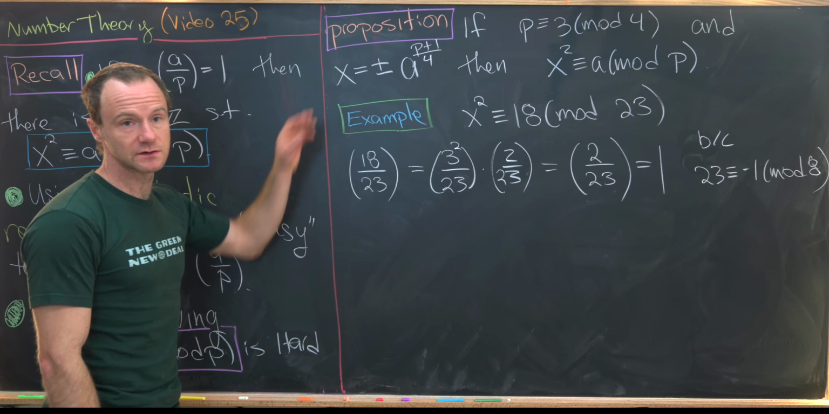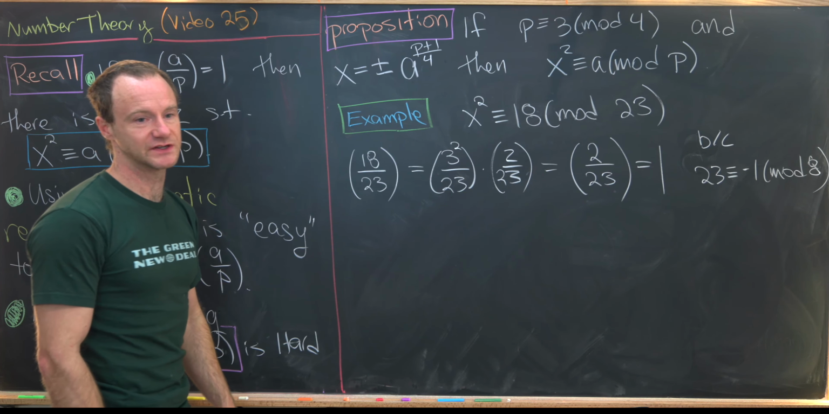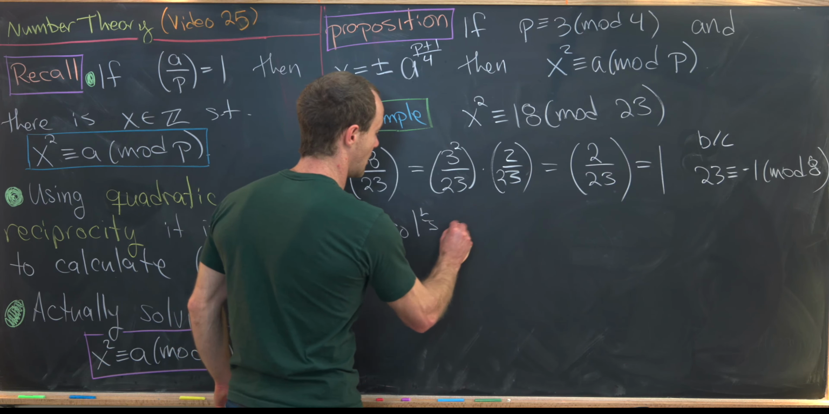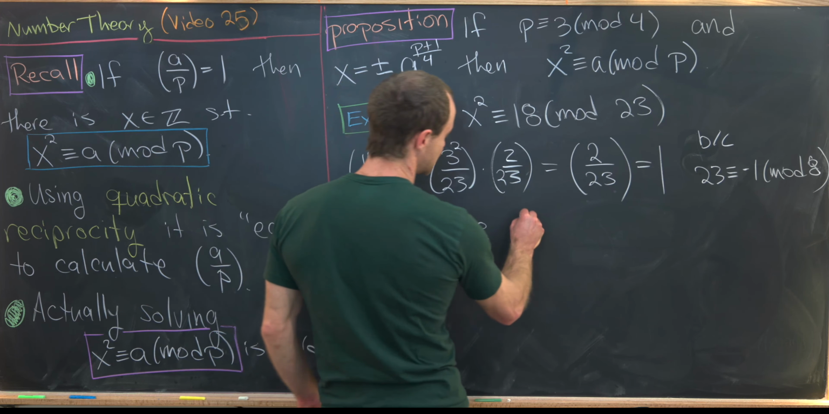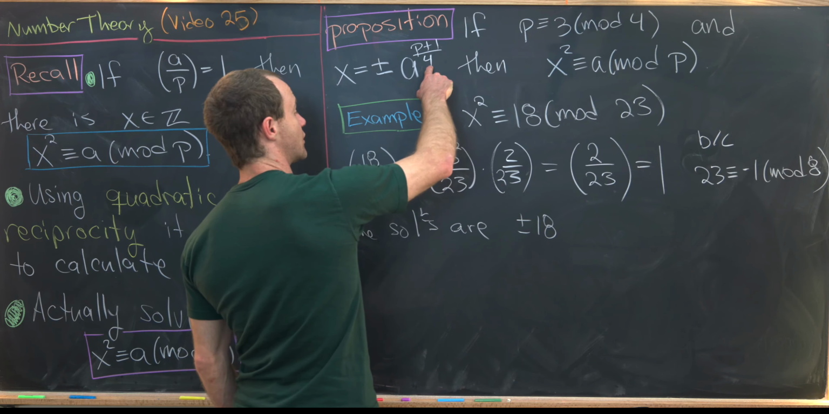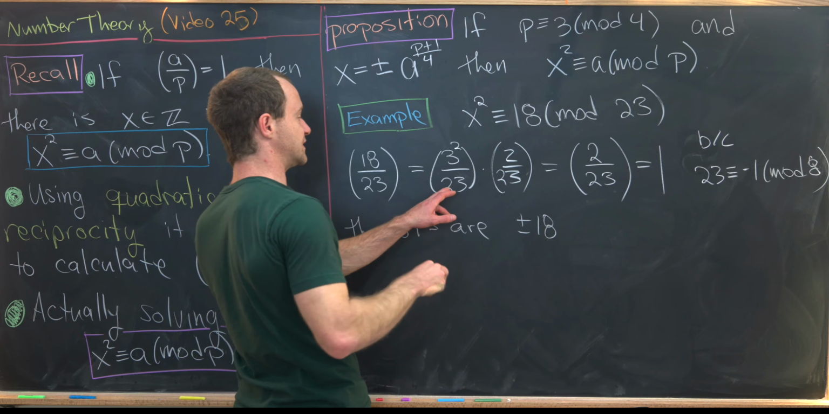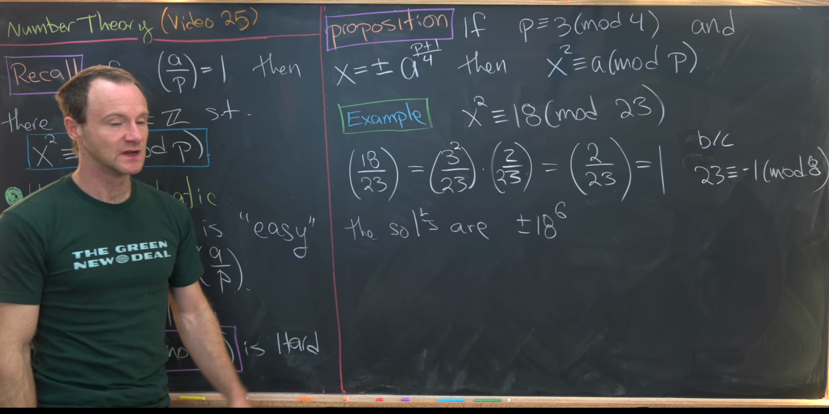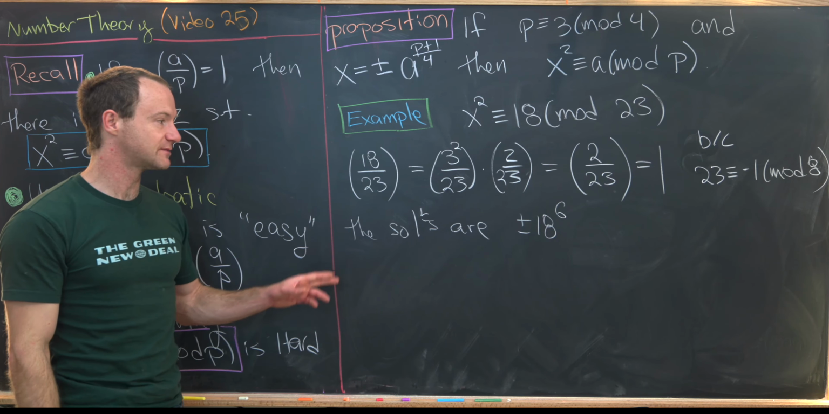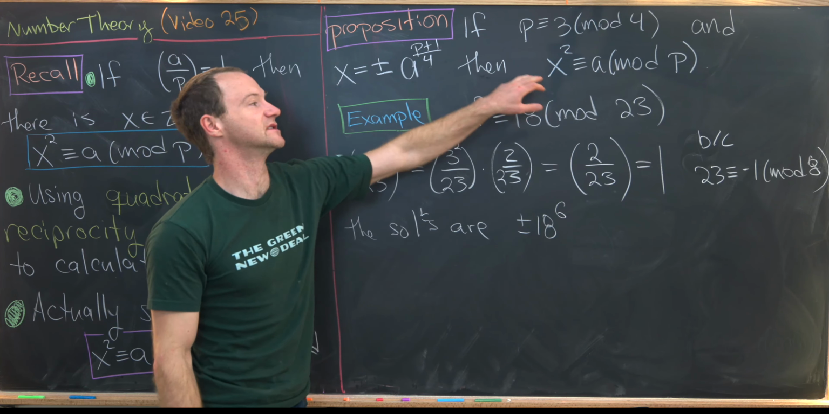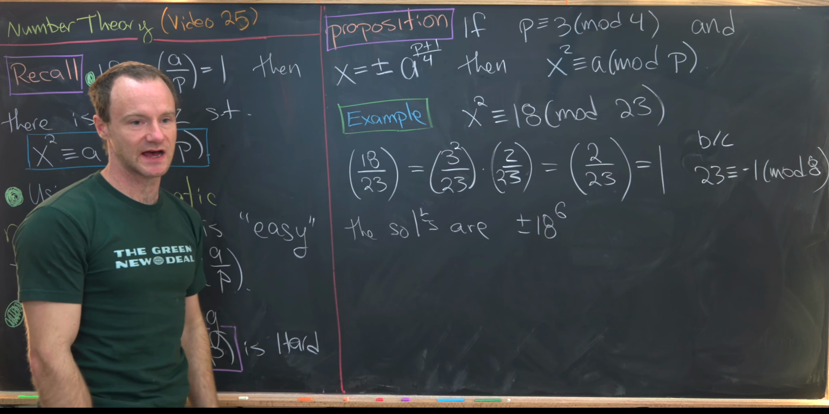Now let's build the solution using the output of this proposition. So we know the solutions are the following. We've got plus minus 18 to the (p plus 1) over 4. So that'll be (23 plus 1) over 4, in other words, it'll be 6. So that means we need to calculate plus minus 18 to the 6. Those are guaranteed to be solutions to this congruence by the proof that we just had.